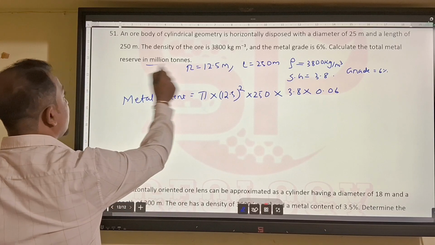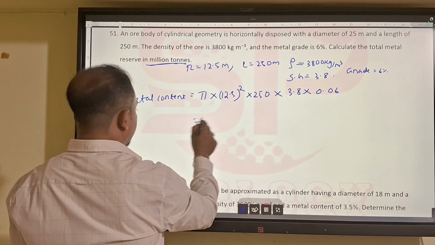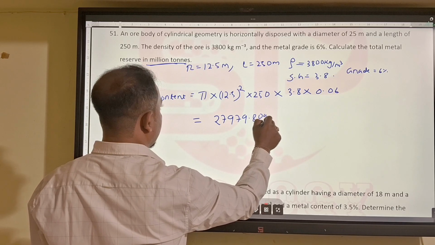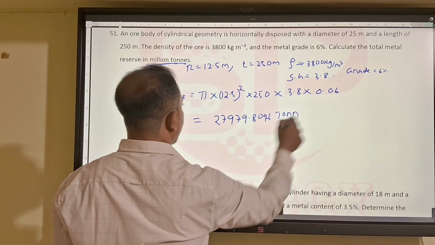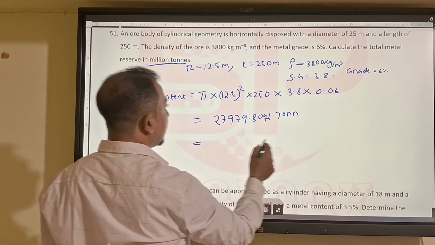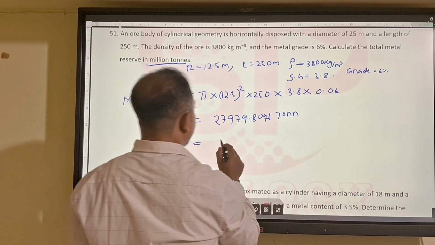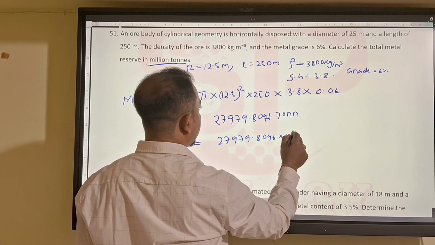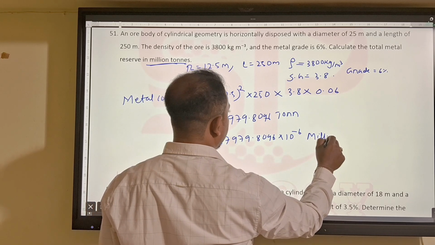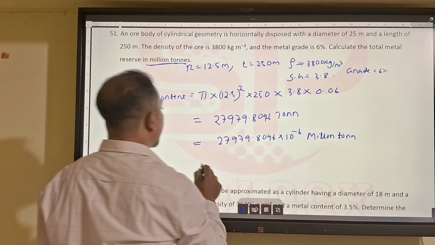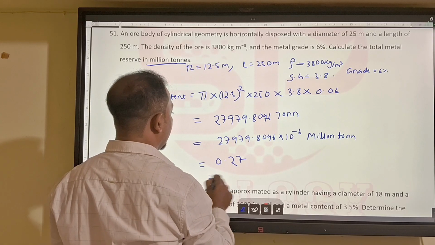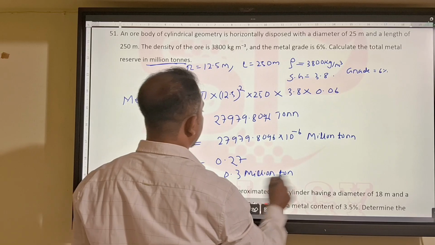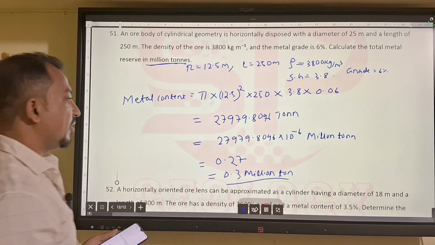So here we have to calculate in million tons. So it will be 27979.8096 ton. So we have to convert into million ton. That means 27979.8096 into 10 to the power minus 6 million ton. It will be 0.27, or you can say 0.3 million ton. It will be 0.3 million ton.